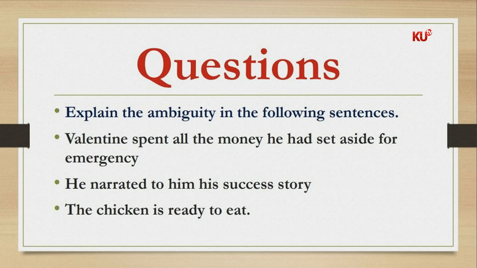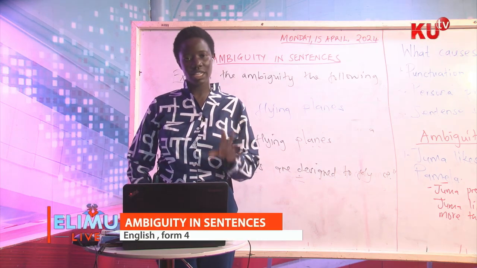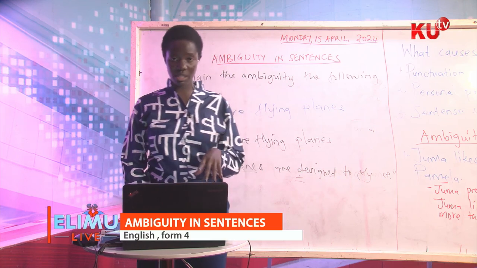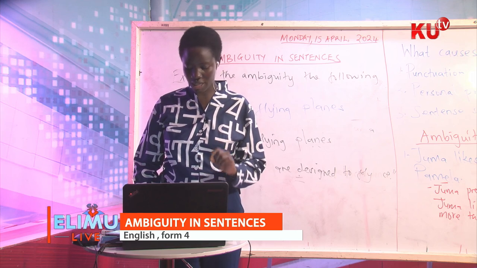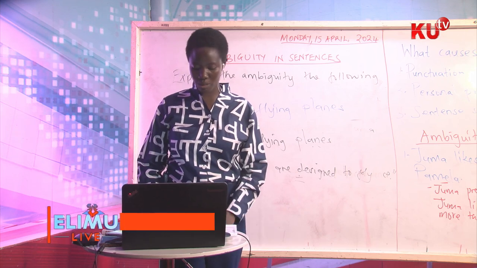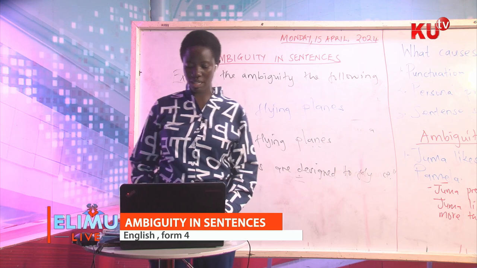And then the second meaning is that you have someone who is called Valentine. And this Valentine had some money that he had set aside for emergency. And because of one or two reasons, he ended up spending the money that was supposed to be for emergency. So the first meaning, Valentine is using the money that he had saved specifically for emergency, and so he has used that money. And then the second one, maybe an emergency cropped up, and so Valentine used the money that he had saved.